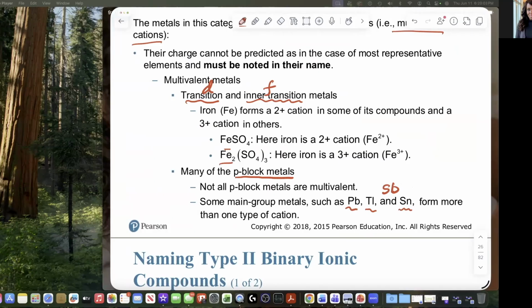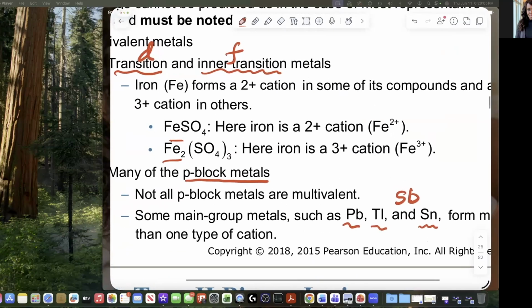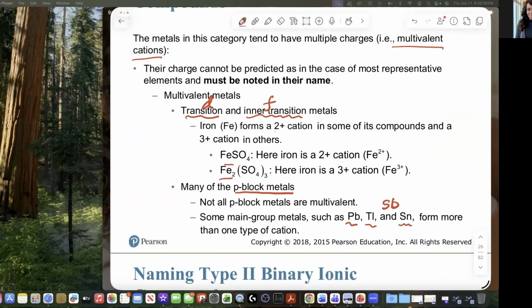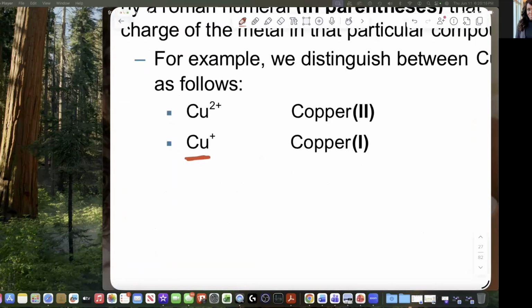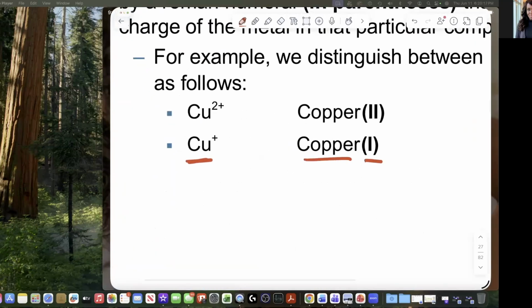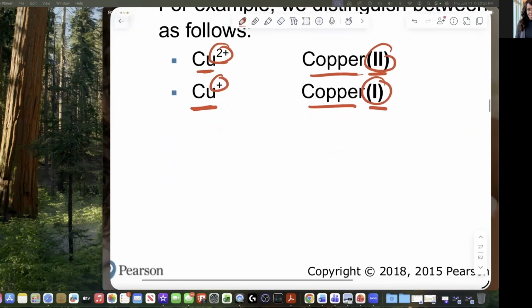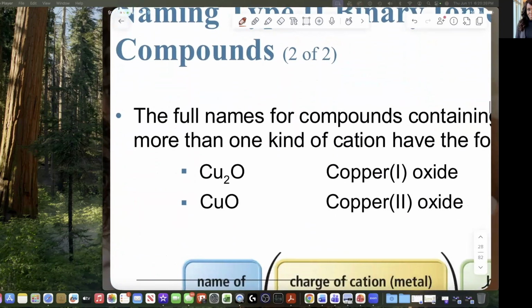So we have an example here. Like before, you have to do the reverse crisscross when you're naming it, but you have to specify the charge. For example, for Cu+, we say this is copper 1. For Cu2+, we say this is copper 2. The 2 and the 1 come from the charges we see corresponding to the formula of the ions.